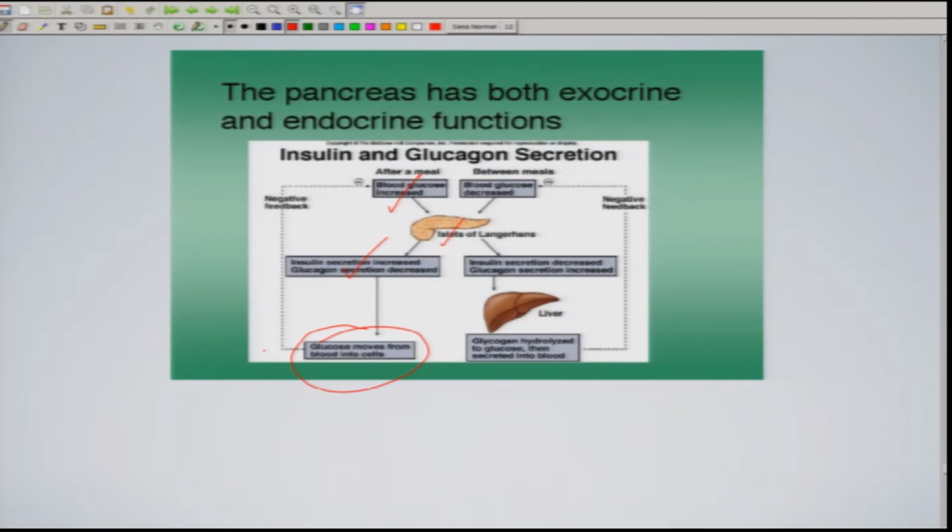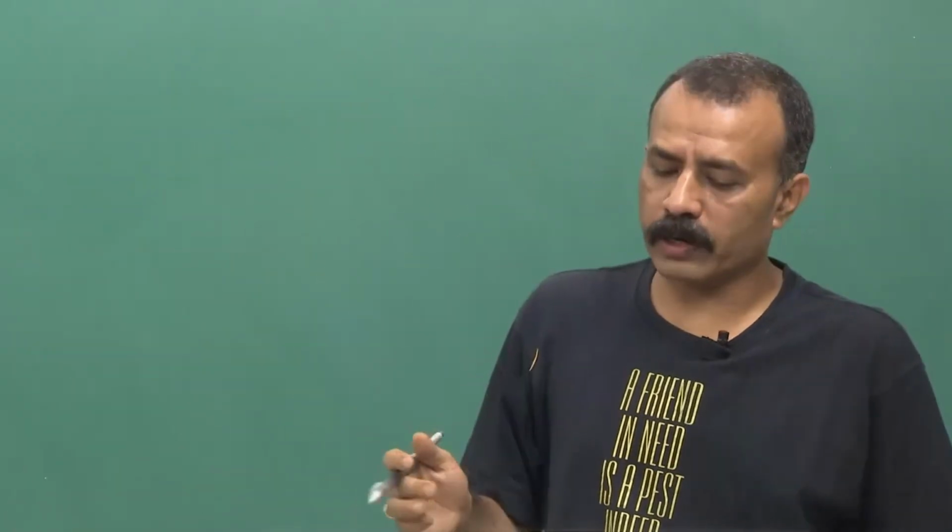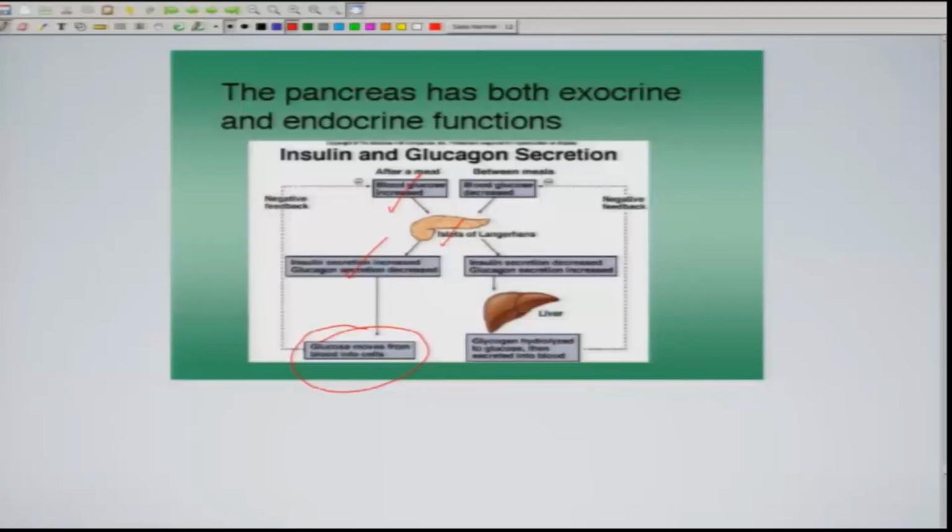This is exactly what I was telling you. The glucose has to be removed from the blood and used for formation of glycogen. Whereas between meals, when blood glucose level decreases, the islet of Langerhans cells start secreting glucagon and insulin secretion is now lowered, and glucagon breaks down the glycogen and releases glucose into the system for energy consumption. So it is an opposing function which is happening.